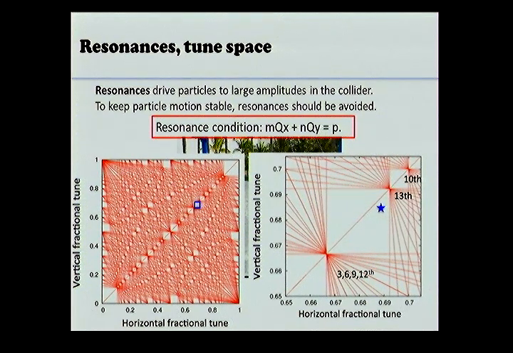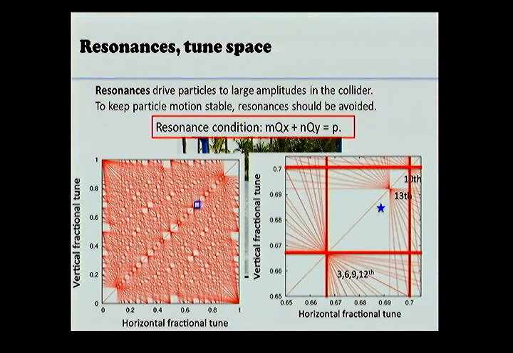In this tune space, there are two important resonances. One is the third order resonance, which happens when the horizontal tune equals 2/3, or the vertical tune equals 2/3. Another important resonance here is the 10th order resonance line, which happens when the horizontal tune or the vertical tune equals 7/10.